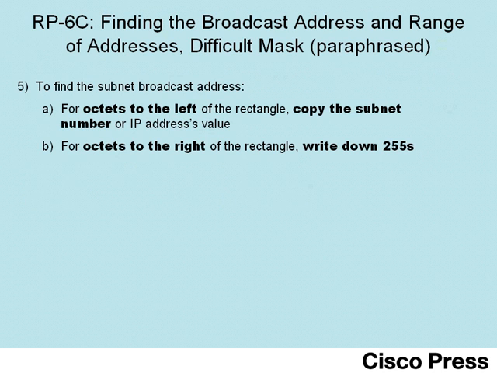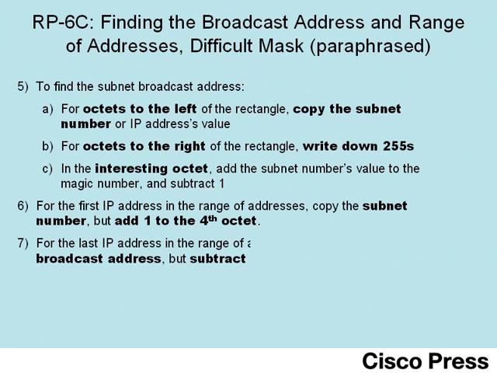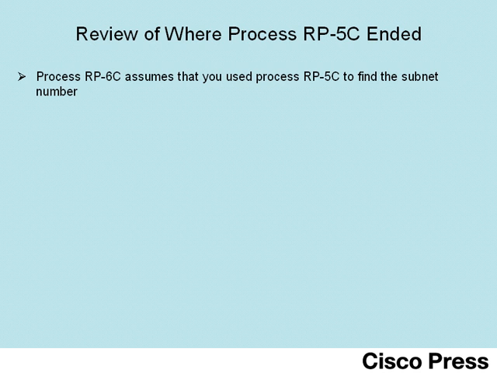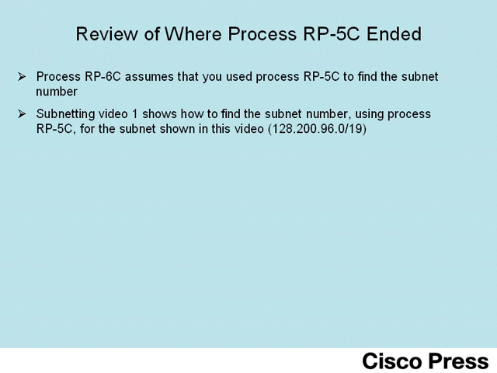For easy reference, the screen now shows a copy of the text of the process that will be demonstrated in this video. Notice that this process starts with step 5, and it's numbered this way because the associated process that finds a subnet number has 4 steps, so this process just picks up where that other process stops. The process shown in this video, process RP-6C, assumes that you use process RP5C to find the subnet number. Now, if you're not yet familiar with the RP5C process, Subnetting Video 1 shows how to find the subnet number about which we're now going to find the broadcast address and range of valid addresses.